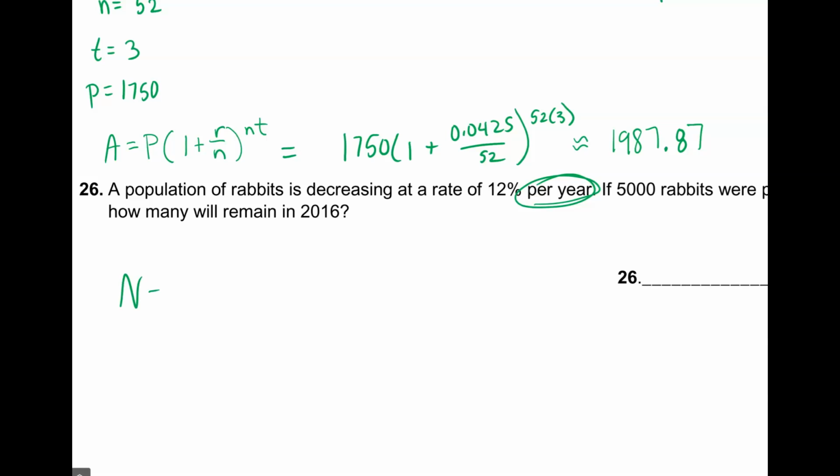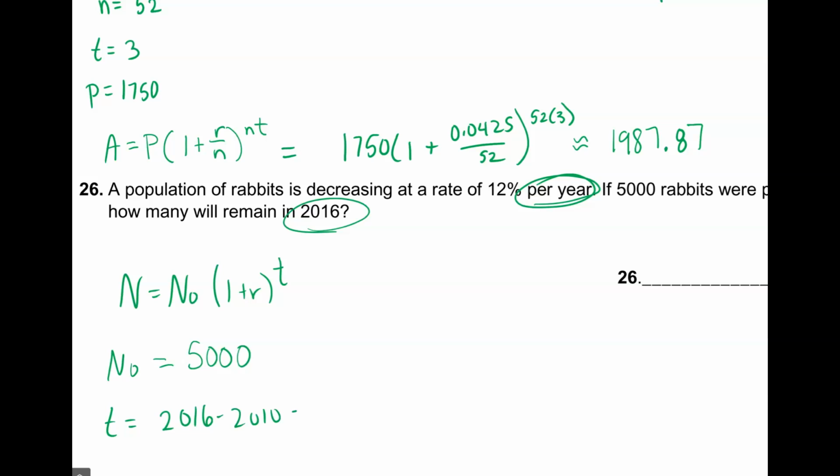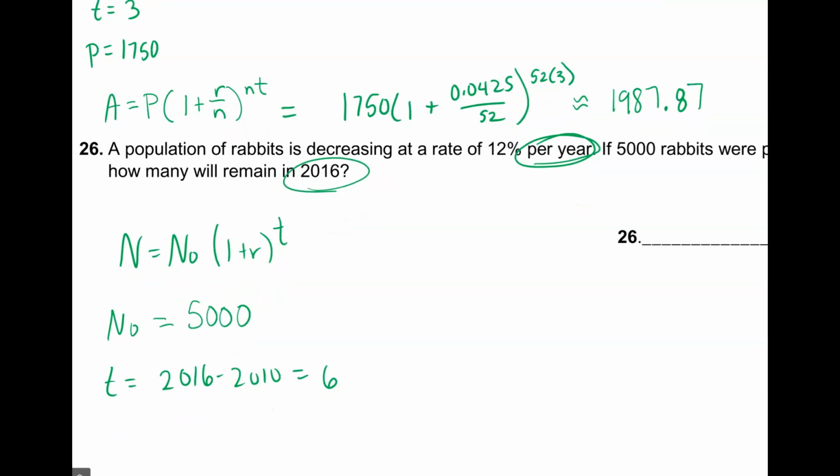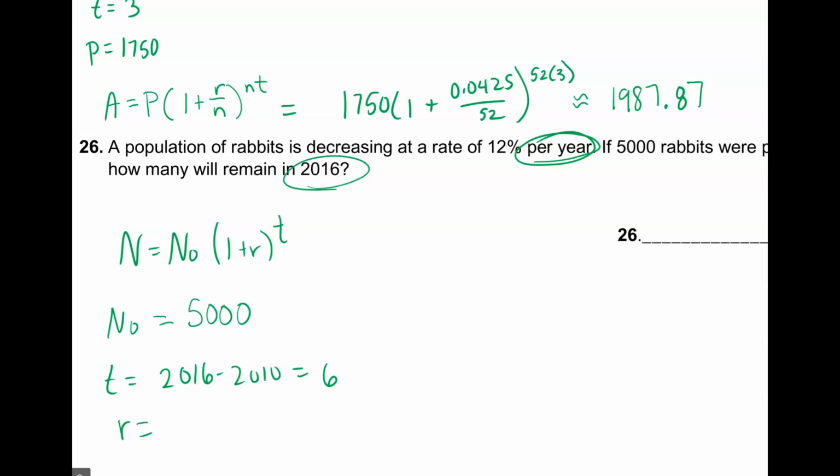So we're going to use N equals N naught times (1 plus r) to the t. N naught is how much we start with. We're starting out with 5,000 rabbits. We want to know how many remain in 2016. So the time is going to be 2016 minus 2010. So that's 6 years. And our rate, 12% per year.